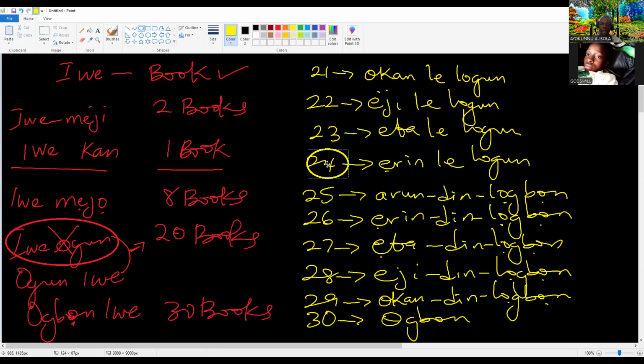Look at 24. We're not close to 30, okay? Yes, sir. We're close back to 20. That's why it is lélógún, because it's just 4 more than 20. Is that clear? Look at this one. How many numbers more than 20? 1. So that is why it's ọ̀kan. Is that clear? Yes, sir.